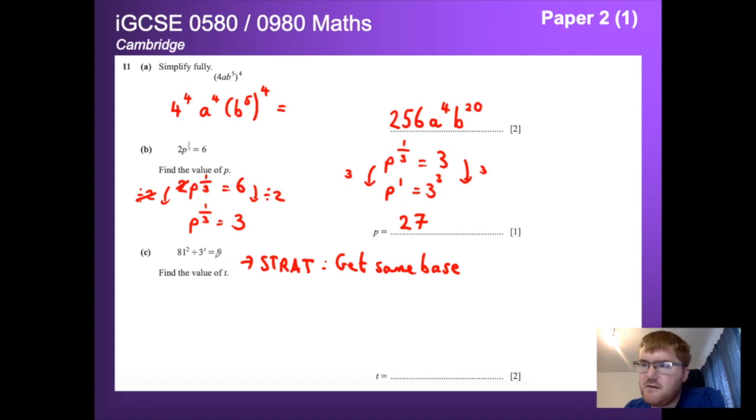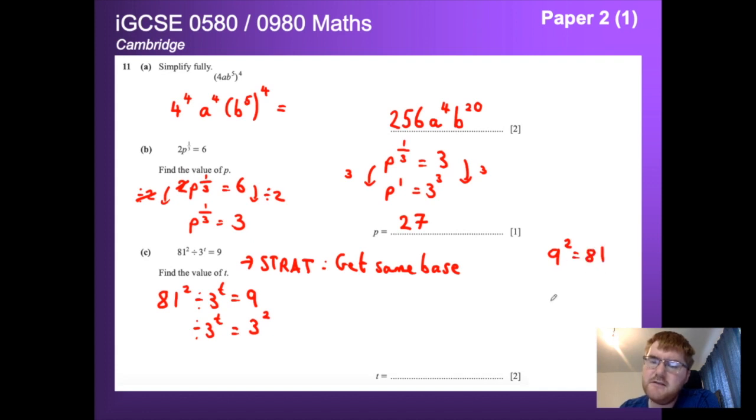Now luckily these numbers are written in such a way where we can do that. So I'm going to write out the equation 81 squared divided by 3 to the power of t is equal to 9. So I'm going to write each of these as a power of 3. Now 9 is the same as 3 squared. That's very helpful. 3 to the power of t is exactly what we want so far. And now we think about 81, and we go, well, 9 squared is equal to 81. That's true. And 3 squared is equal to 9. So that means then, actually, 3 to the power of 4 is equal to 81.